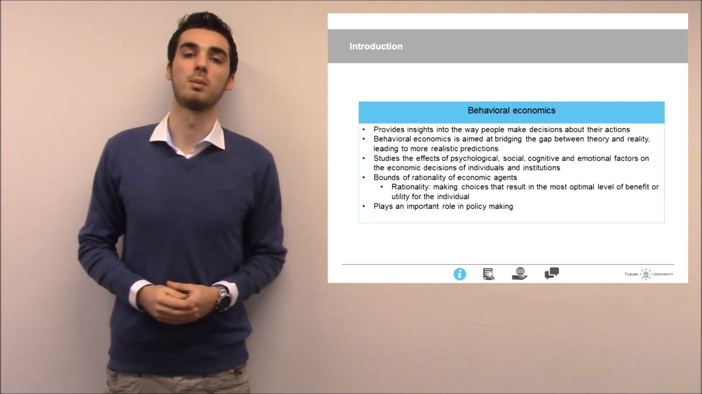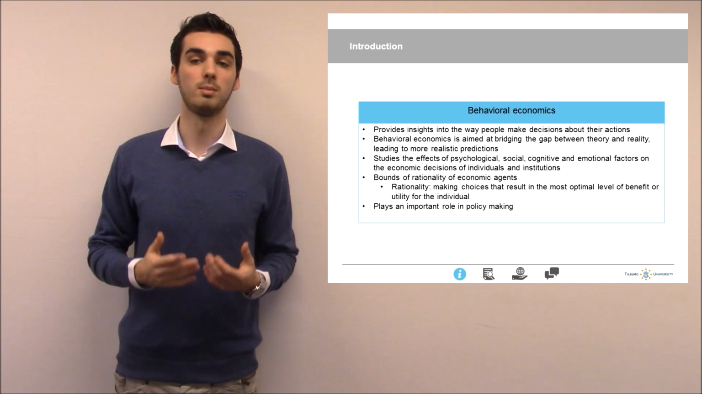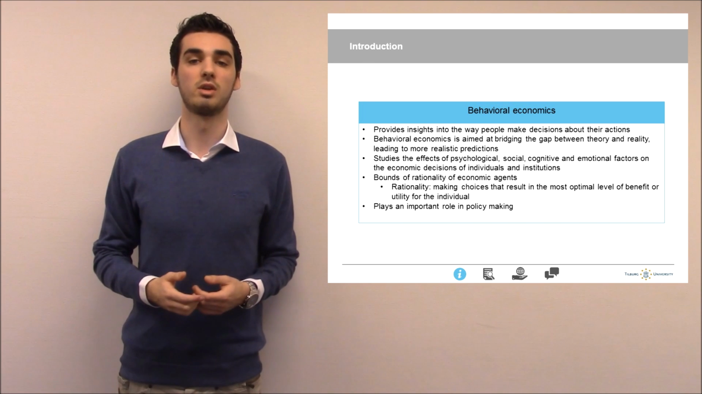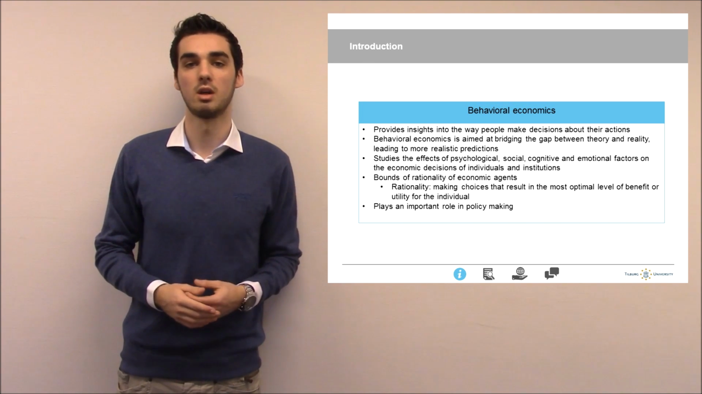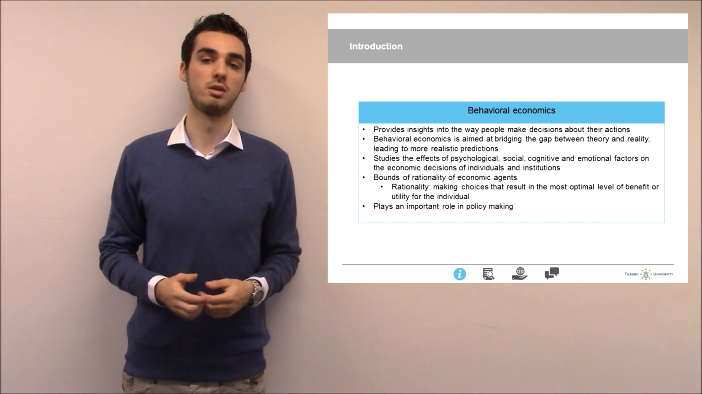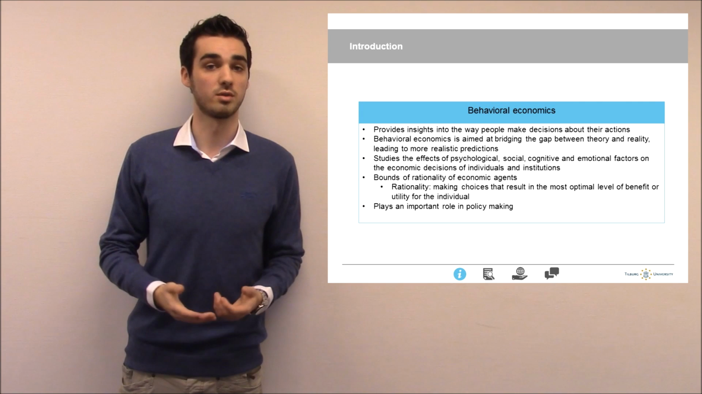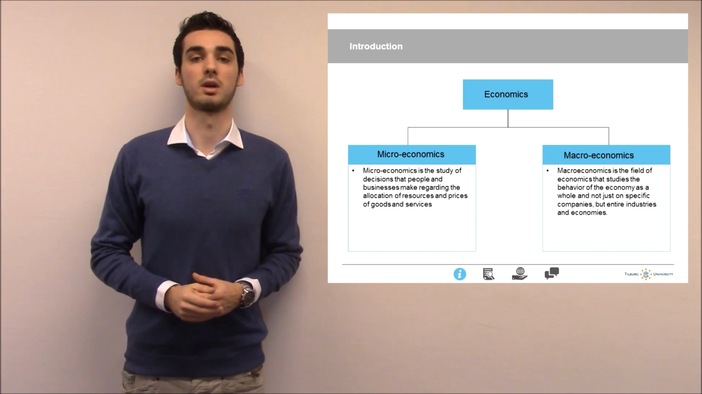First of all, we look at what behavioral economics really is. Behavioral economics provides insights into the way people make decisions about their actions. It's aimed at bridging the gap between theory and reality, leading to more realistic predictions. It's more realistic because we now include bounds of rationality of economic agents, because not all economic agents act rational or self-centered. So we can use behavioral economics in two subsets of economics.